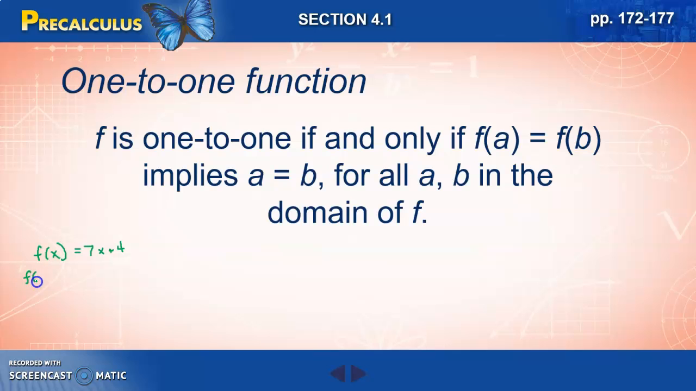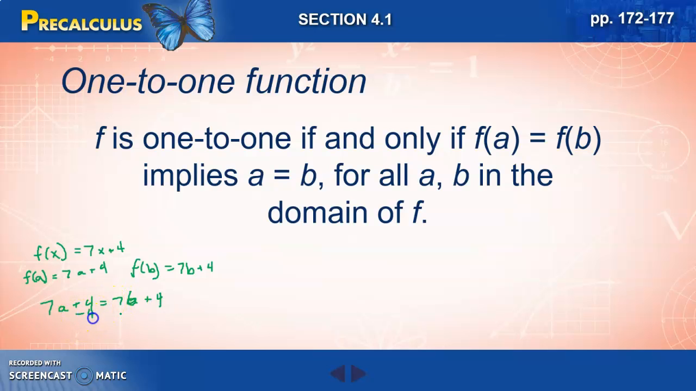So let's take f of a. f of a would be 7a plus 4, and f of b would be 7b plus 4. And again, according to our definition, f is one-to-one if and only if f of a equals f of b, and when we simplify that, a equals b. So let's take 7a plus 4 and 7b plus 4, and see if in fact a does equal b.